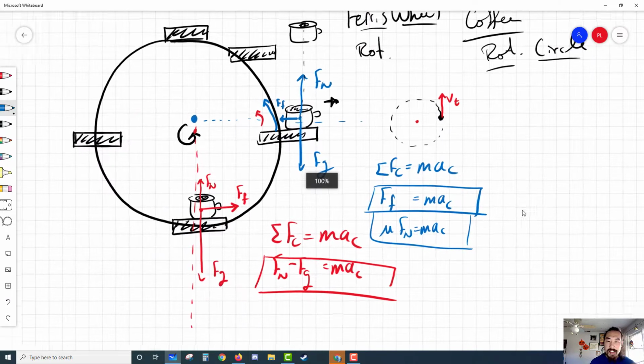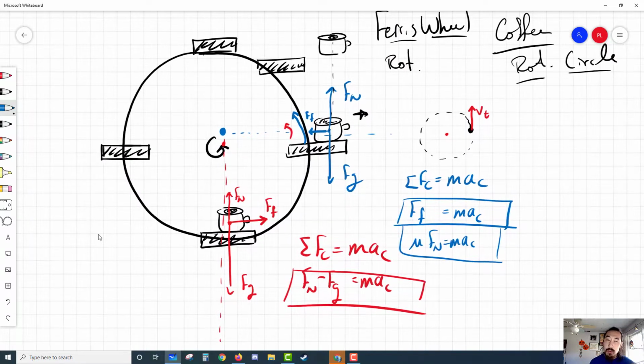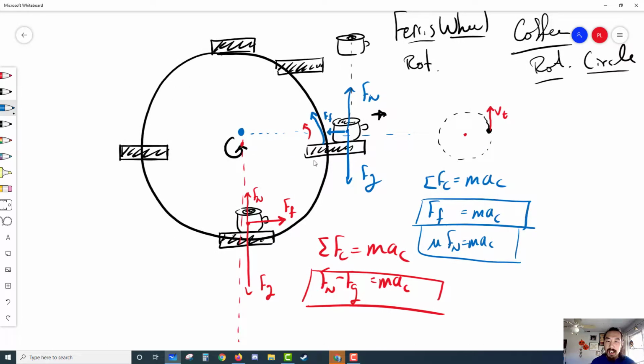So this applies to when the object is at the 3 o'clock and the 9 o'clock spot, as we saw in the previous video. But the force of friction is the only force that causes this object to spin in a circle, compared to when it's at the 12 o'clock and the 6 o'clock spot. And at those positions, the normal force and the force of gravity is what's causing this object to rotate.